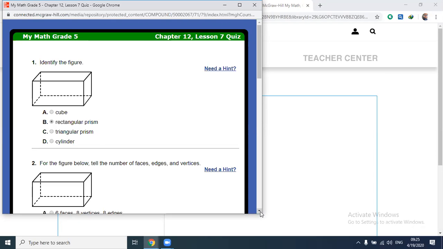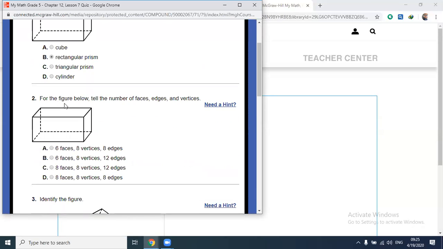Okay, number 2, Saud. For figure 2, tell the number of faces, edges, and vertices. How many faces, edges, and vertices? I'll count the vertices. I can help you like this. Count the vertices. I think it's number A. Maybe. Okay, let's check now. So the number of vertices, I think B. Okay, let's see who is right.